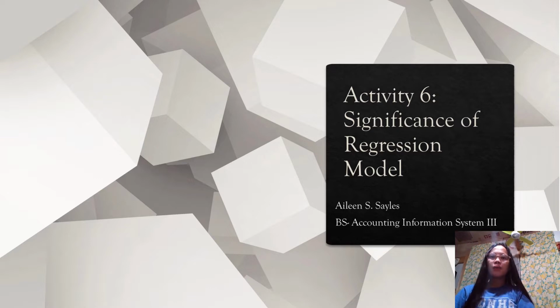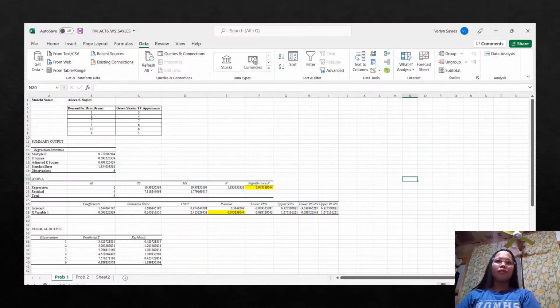So, in this video, I am going to discuss how I solve the problem given using the regression model. Particularly in this activity, I am going to determine the significance level of the given problem. So in problem 1, we are going to determine the significance level of the data, the same as in activity 5. This refers to the demand for bass drum and Green Shades TV appearances.